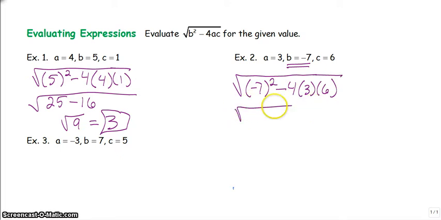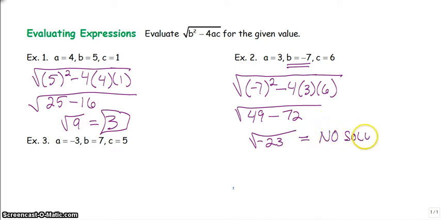As I simplify here, the square of negative 7 becomes 49. Minus 4 times 3 is 12. 12 times 6 is 72. Here I get the square root of 49 minus 72. 49 minus 72 is negative 23. So I am taking the square root of a negative 23. Can we take the square root of a negative? No, we cannot. Therefore, I will call this no solution.